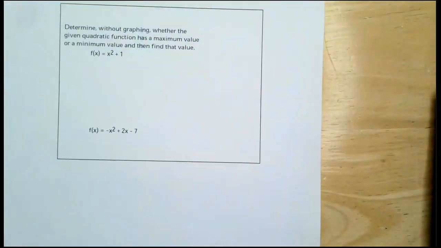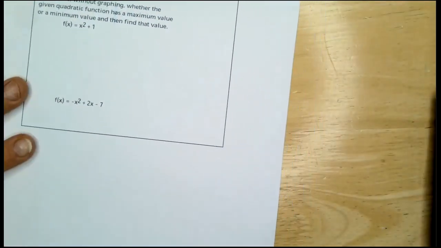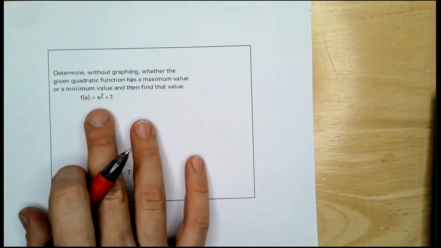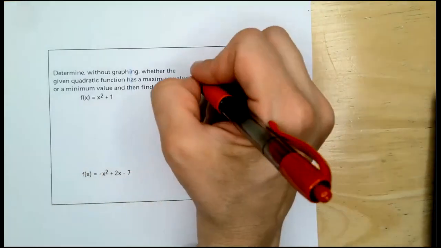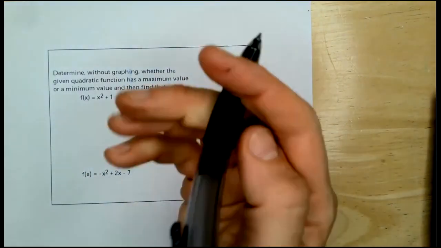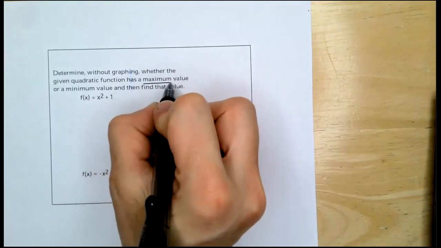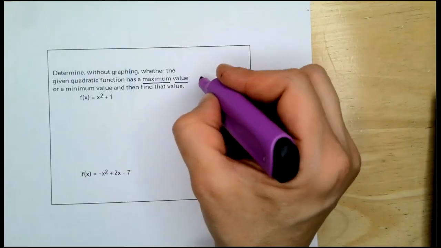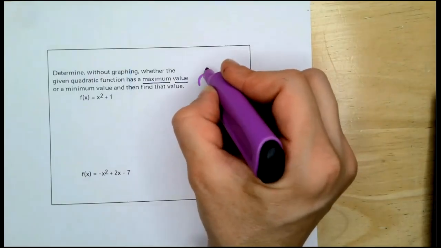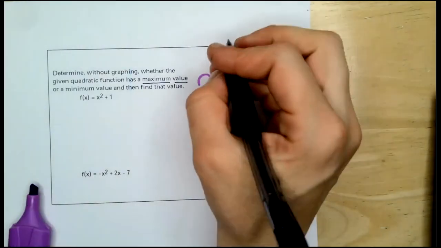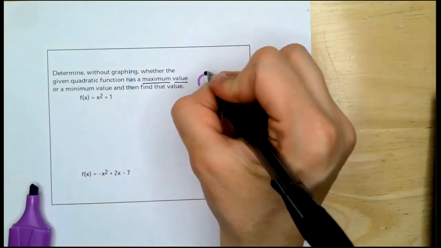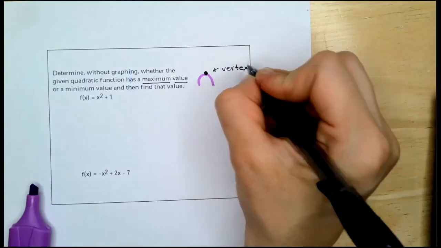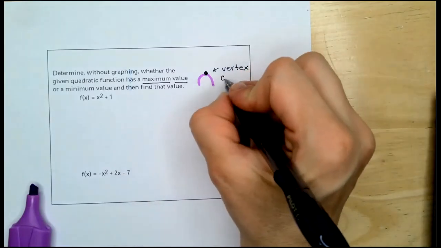All right, last part. Determine without graphing whether the given quadratic function has a maximum value or a minimum value, and then find that value. So it's going to have a maximum value when it opens down. This vertex when it is concave down.